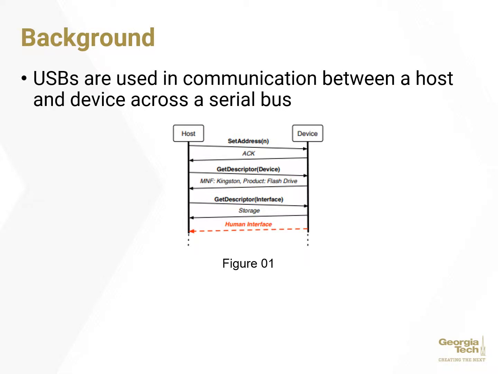So let me cover a little background of USBs. The communication between a host and a device is done across a serial bus. Hence, the name Universal Serial Bus, aka USB, came to be. A simplified example of device enumeration for a USB flash drive is shown in Figure 1. As you can see, a series of queries are done to discover the information about the device's functionality.